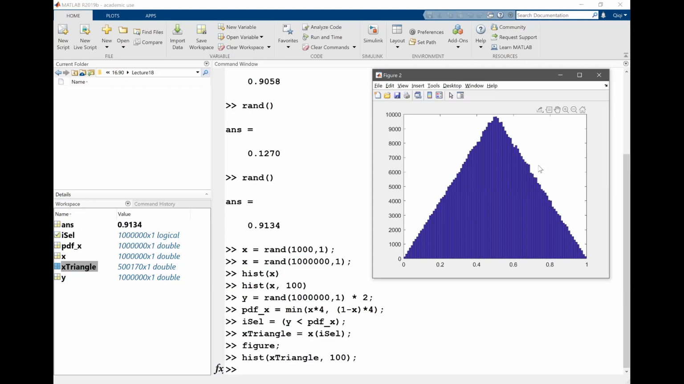All right, any questions about how we are sampling this triangular distribution?